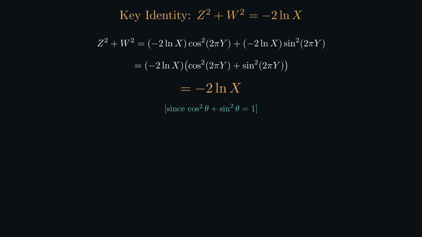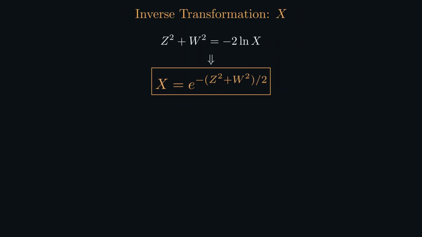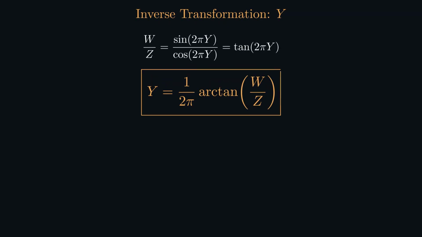The pair z, w completely encodes the pair x, y. Inverting for x, from z² + w² equals minus 2 log x, taking exponentials gives x equals e to the power minus (z² + w²) all over 2. Inverting for y, since w over z equals tangent of 2 pi y, we get y equals 1 over 2 pi times arctangent of w over z. The domain of z and w is the entire real plane.